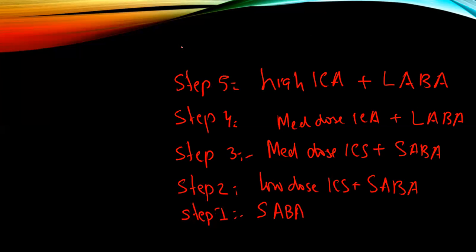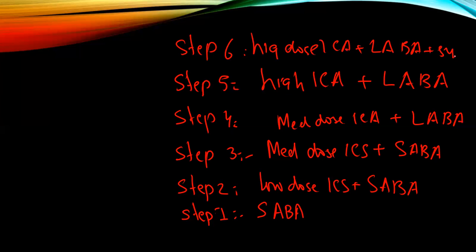If again the patient's symptoms are not controlled on high dose inhaled corticosteroid and LABA, the next step is that you can add systemic steroid with high dose inhaled corticosteroid in combination with LABA. You can add the systemic steroid. So basically, if the patient's symptoms are not controlled, we increase the steps.